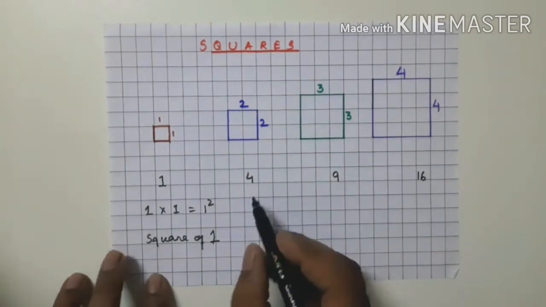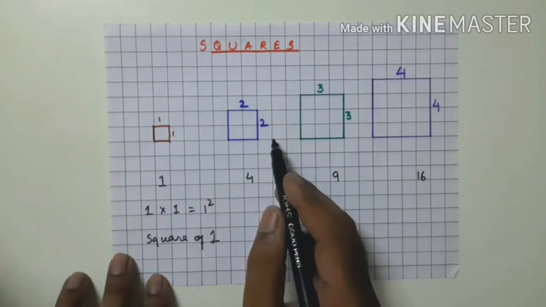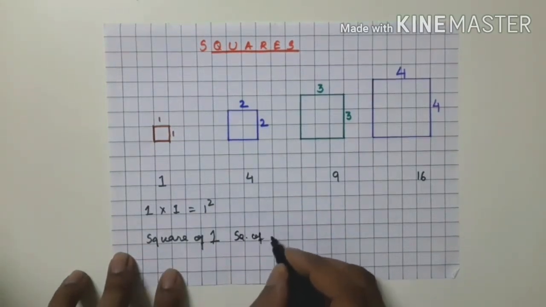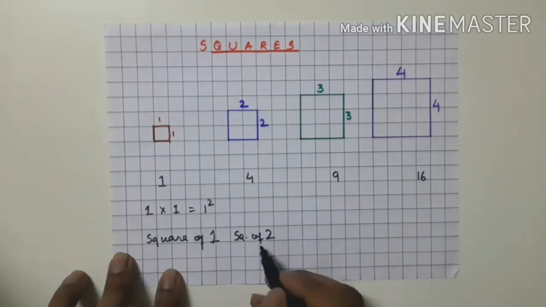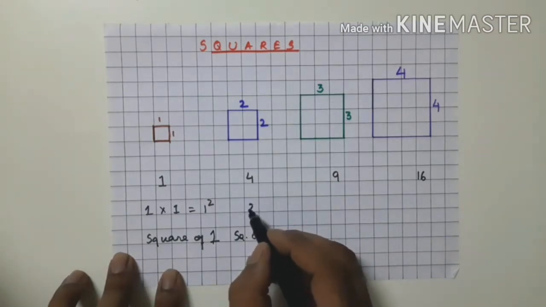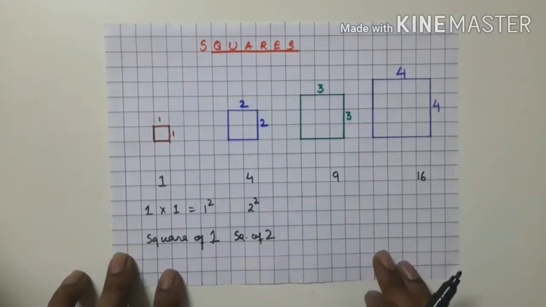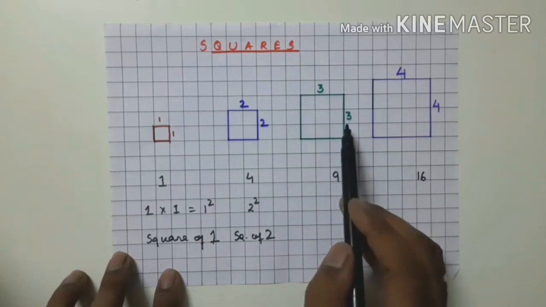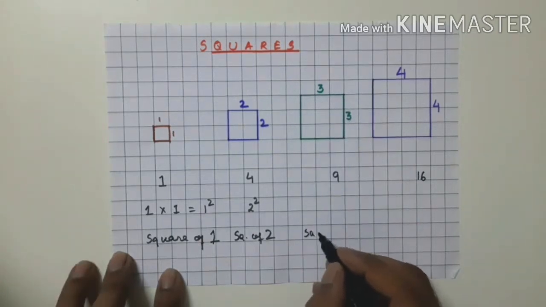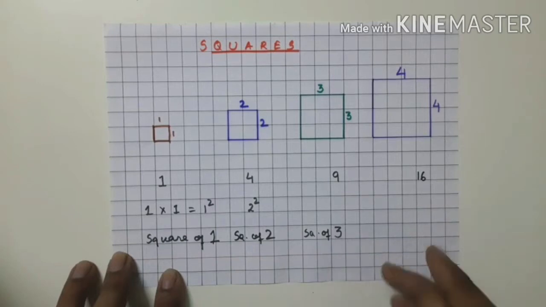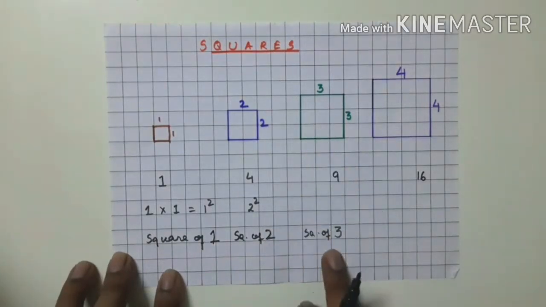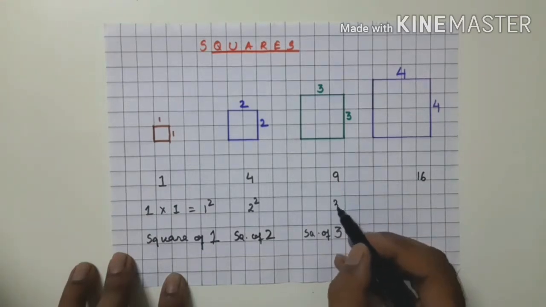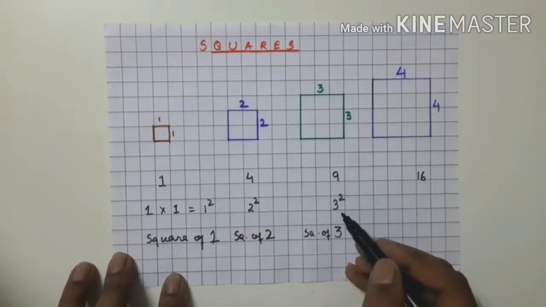Similarly, 4 can be written as 2 into 2. So this is a square of 2 units, and it can be written as 2 squared. Similarly, 9 is a square whose each side is 3 units. So it can be written as square of 3. So 9 can be written as square of 3.